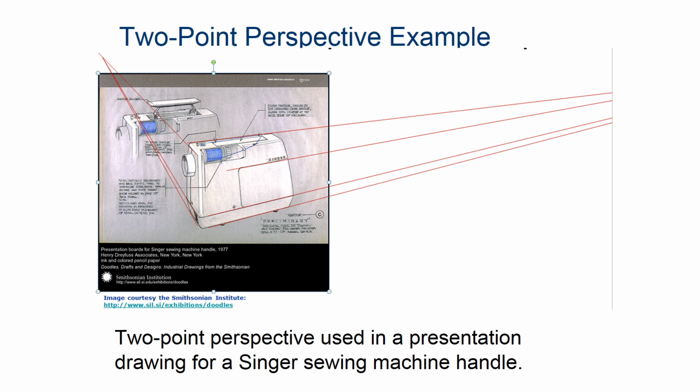Here's another example. We saw it before with the Singer sewing machine when we talked about sketching, and you'll see that even though the vanishing points are way over, disappearing somewhere over here, and then also way over up here, it still uses perspective to make it look more realistic.